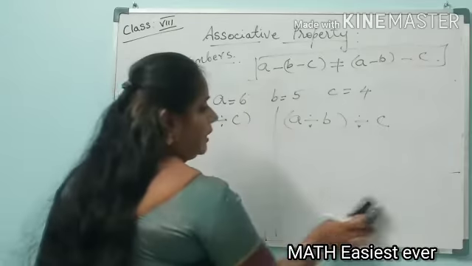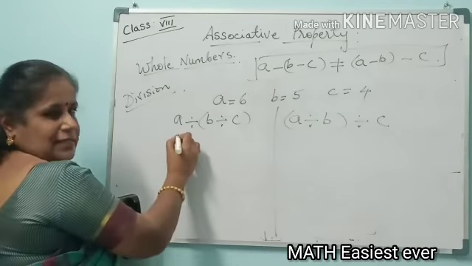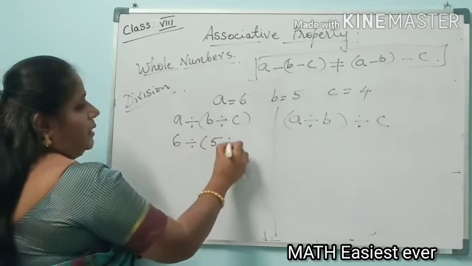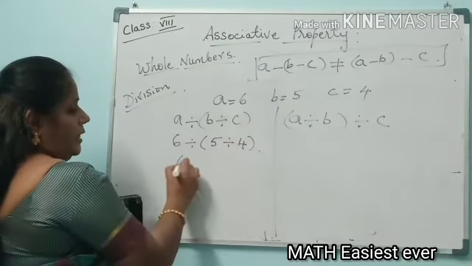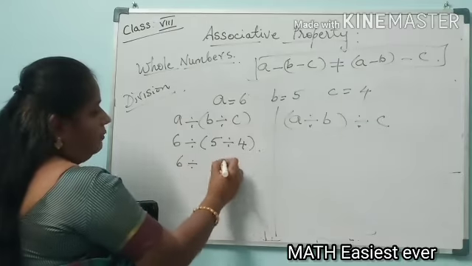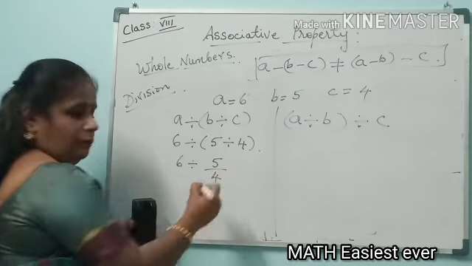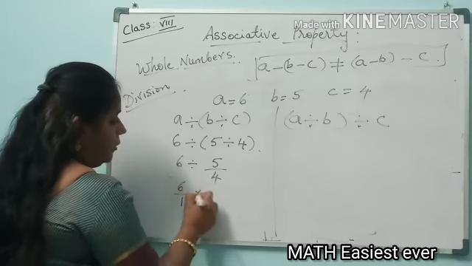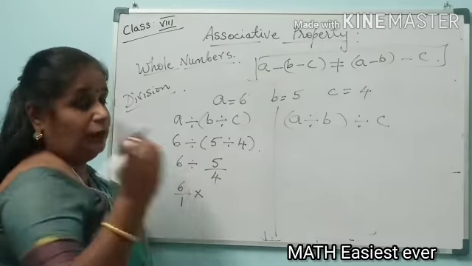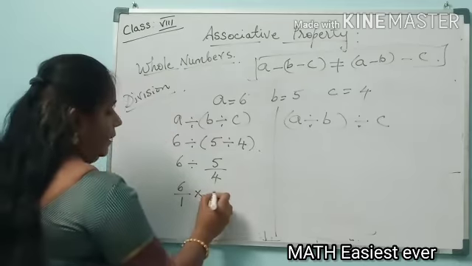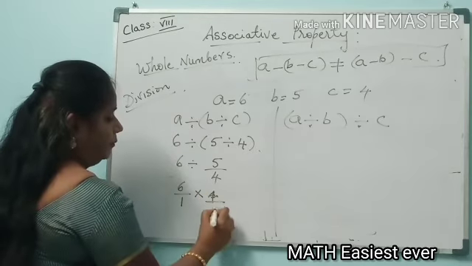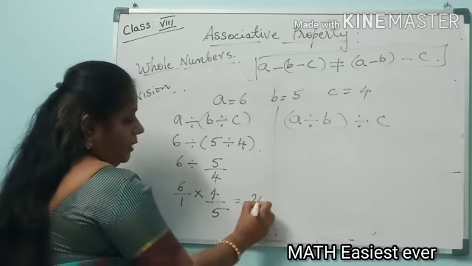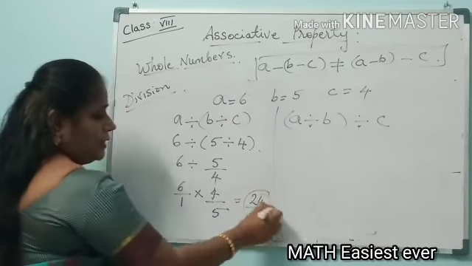Okay. Now we'll take A as 6, B is 5, C is 4. So (6 divided by 5) divided by 4. I'll write it as 5 by 4. So what do I have to do? 6 by 1, you have to reciprocate this because it's division. You have to do multiplication and reciprocate. So it is 4 by 5. So what will you get here? 6 4s are 24. 24 by 5 is your answer.